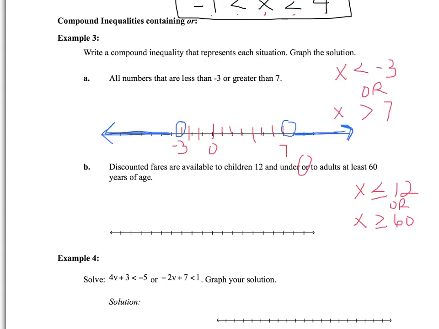Okay, so here, if we want to write in, we don't have enough room here, so I'm going to write 60 and 12. Okay, so if I am less than or equal to 12, so it's included, I get a discount. So any age less than 12. And if I'm 60 or older, I get a discount, so any age older than 60.